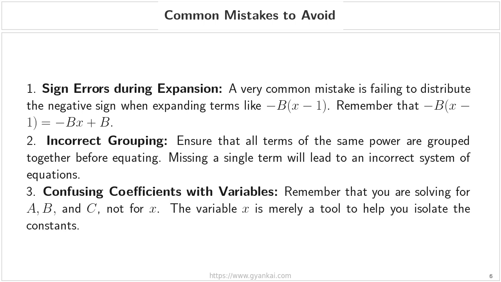3. Confusing coefficients with variables. This is a conceptual error. Remember, we're not solving for x. X is just a placeholder. We are solving for the unknown constants, a, b, c, and so on. These are the values we need to find. The variable x is simply a tool that allows us to create an identity, an equation that's true for all values of x. Keep your focus on isolating those constants.